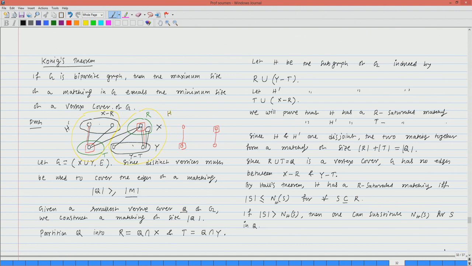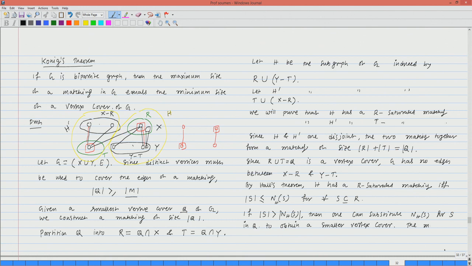And since N_H(S) is smaller than S, you will get a smaller vertex cover. Think about this part. This is slightly tricky, but not so difficult. But Q is what we assume to be the minimum vertex cover.